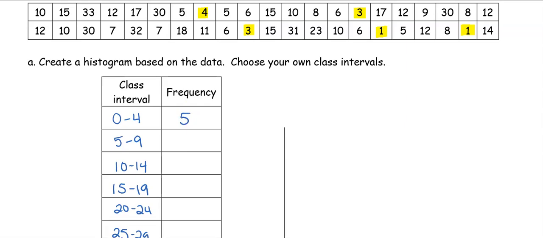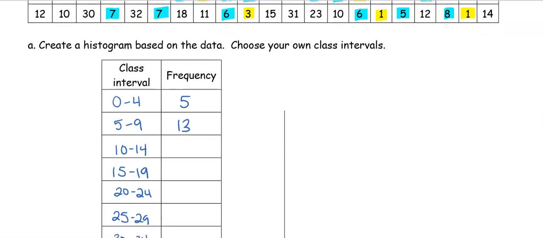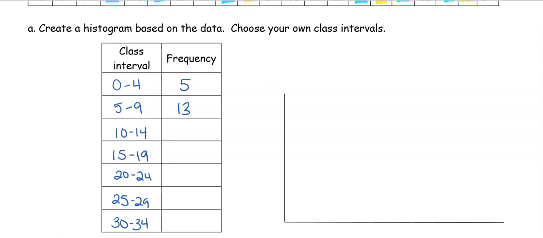We go for 5 to 9. 1, 2, 3, 4, 5, 6, 7, 8, 9, 10, 11, 12, 13. All right, so I want you to go ahead and press pause now and continue to count and fill in the remainder of the class intervals. Sometimes this is where we struggle because you get a wrong answer because you counted wrong. So just make sure that you're including all of them or cross them out as you use them, and that way you know you've accounted for all of them.